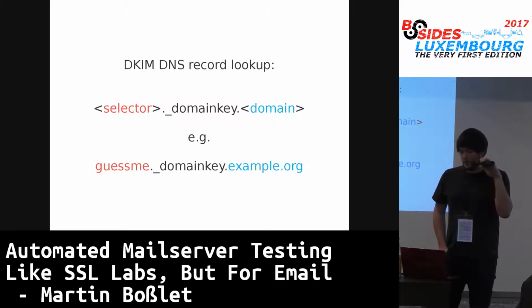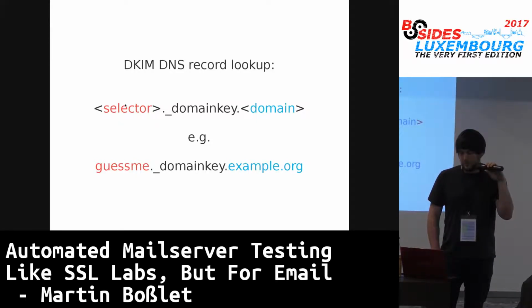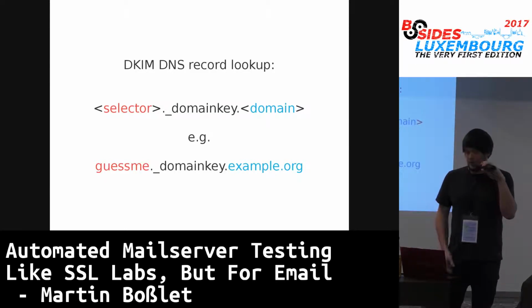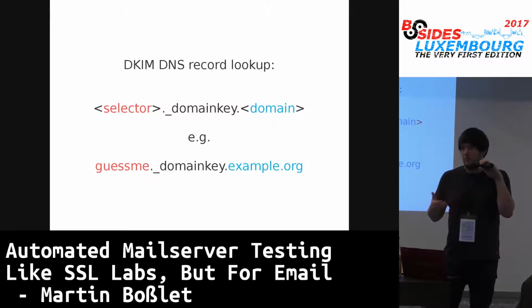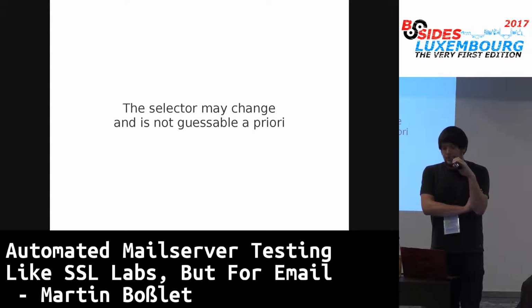If you look up the DNS record for DKIM, then the string you need to look up is composed of two fixed parts. In the middle, you have the fixed string underscore domainkey. And at the end, you have the domain that you're examining. But the problem is this part here in the front. There's a selector. And if you look at the specification, this selector can be anything, basically. And it's even advised to rotate this and to keep it unguessable. So that means we, in our tool, cannot know this value in advance. And so that means basically we cannot look up the record.